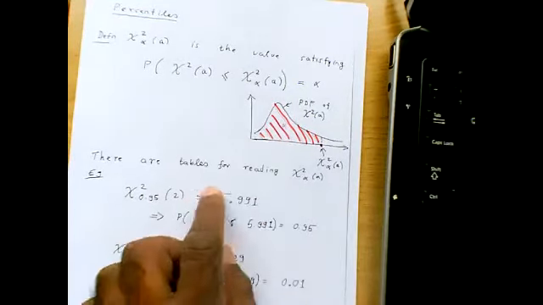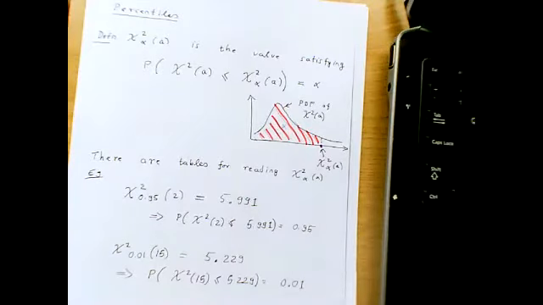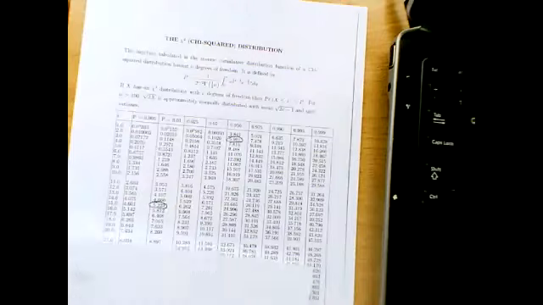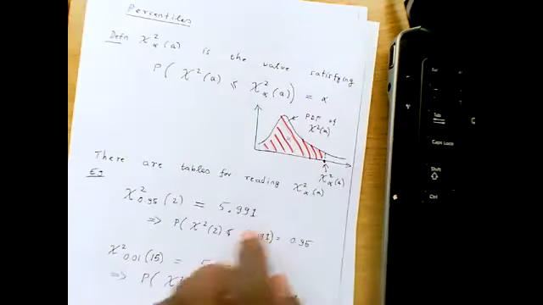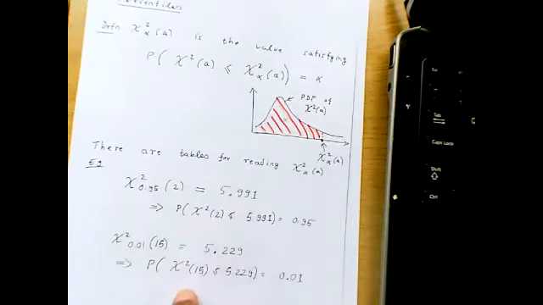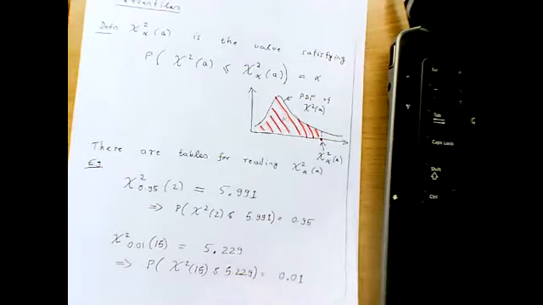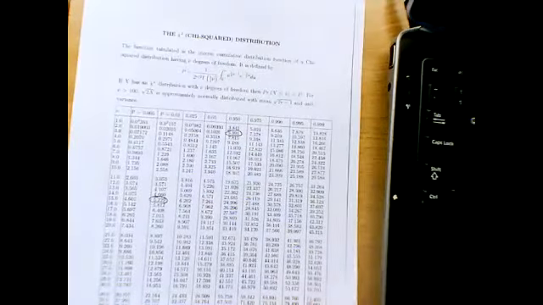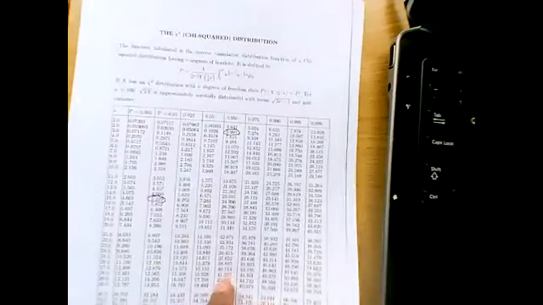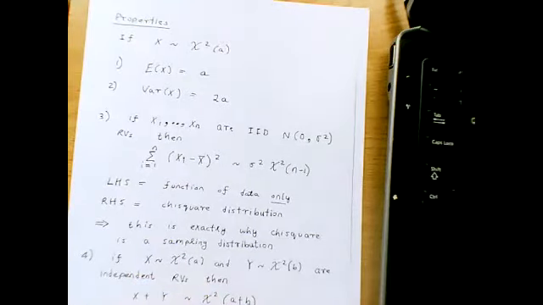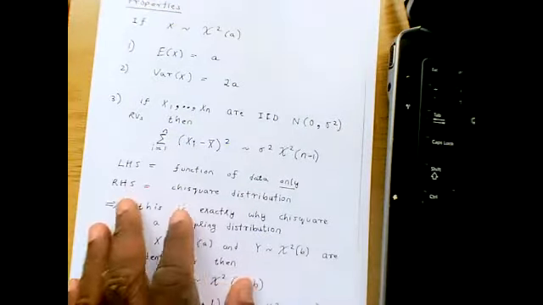So there are tables for reading these, which is this one here. This is a table for reading values of this, and I have shown you how to read two particular values, this one and this one. I hope you followed my video about how to read this table. If you did not, please contact me 24/7.